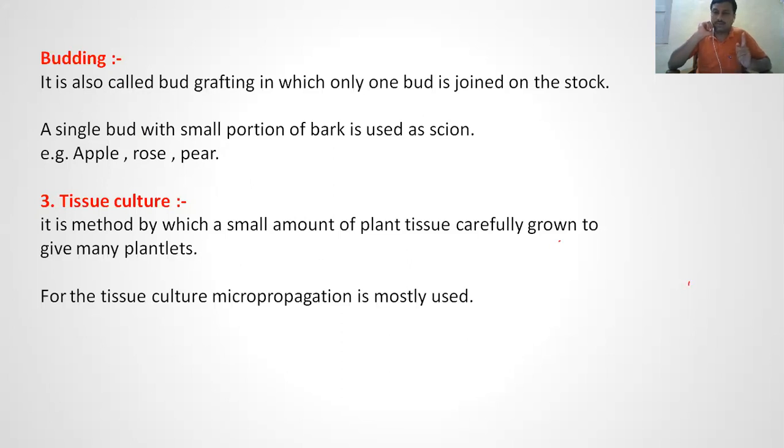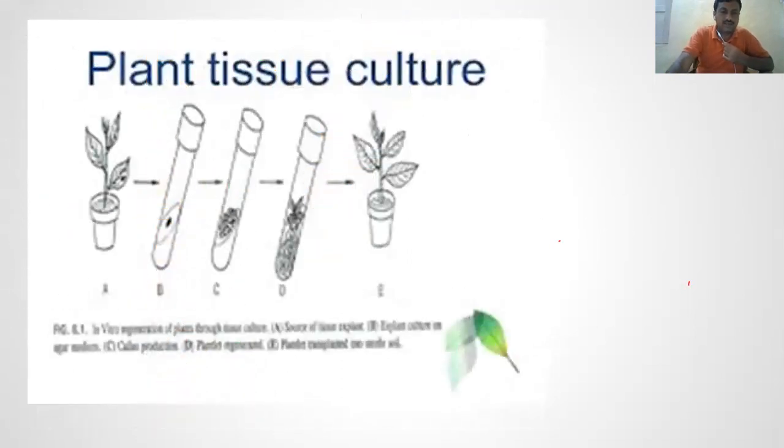It is also an artificial technique, like in this diagram. A single cell of the plant grows on an artificial medium. It develops a shoot system and root system and becomes a whole plant. These techniques are called tissue culture technique.